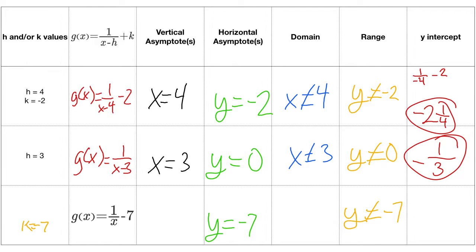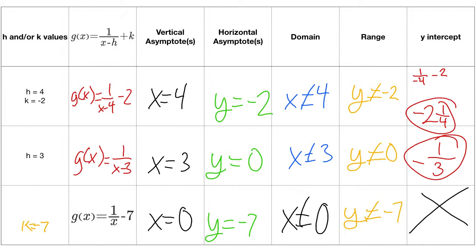But if I do not have an h value, that means that my vertical asymptote is x equals 0, which means my domain is x is everything but 0. So for a y-intercept, when x is 0, that means there is none. It's undefined.